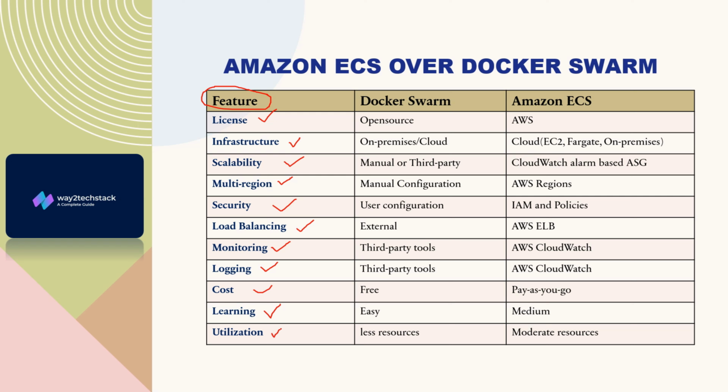Finally, the utilization. Docker Swarm cluster will consume less amount of resources of the infra. Whereas in Amazon ECS, it will consume more when you compare with Docker Swarm. But it is negligible. Now these are the important points as part of the differences why we have to go for Amazon ECS compared to Docker Swarm cluster. It is useful, but it has limitations. But if you want some advanced features like monitoring, load balancing, logging, and all these particular concepts, you have to go for Amazon ECS.